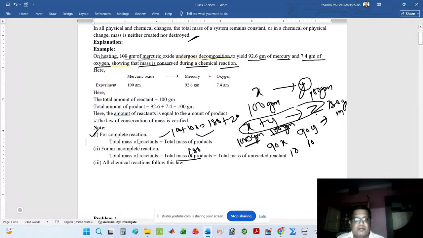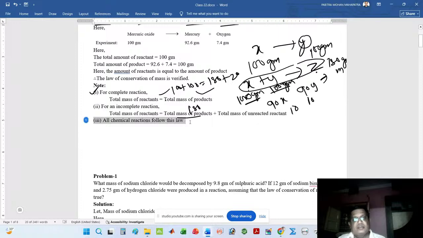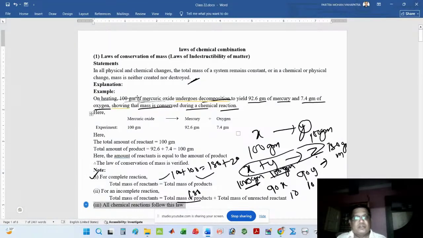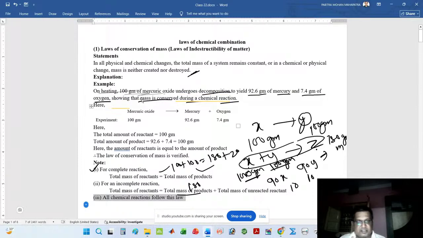Note some important points. Again I will repeat, for a complete reaction, total mass of the reactant is equal to total mass of the product. For an incomplete reaction, total mass of the reactant is equal to total mass of the product plus total mass of the unreacted reactant. Next, all chemical reactions follow this law. If a reaction does not follow the law of conservation of mass, then remember this chemical equation is invalid. This chemical reaction is impossible. So all chemical reactions must follow the law of conservation of mass.